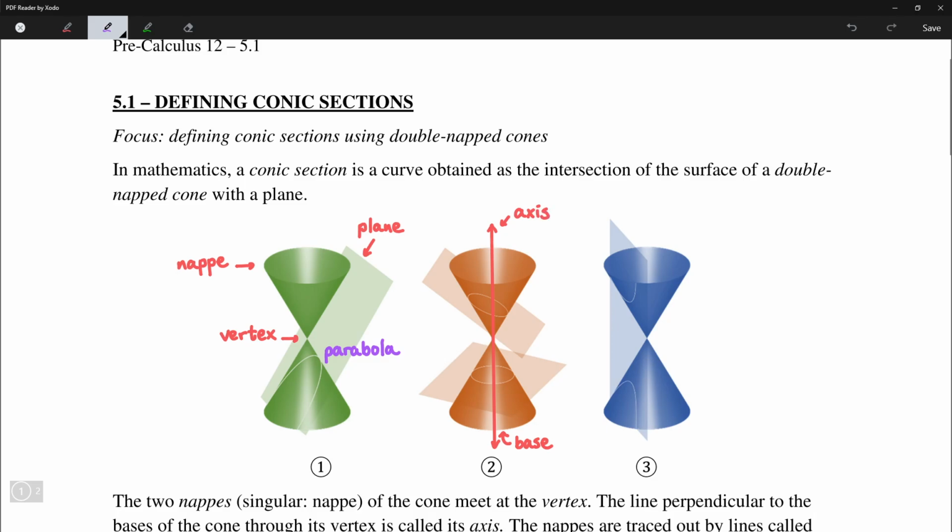And in the second diagram, we have two more conic sections. Here we have this shape, which is an ellipse. And here we have a circle. The two sides of the cone from this cross section that we see are called the generators of the double nap cone.